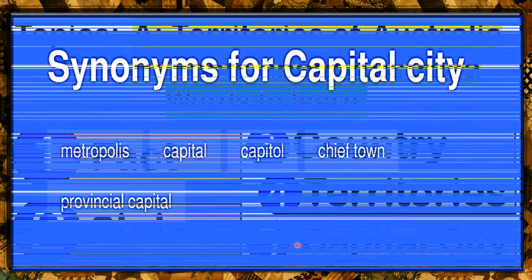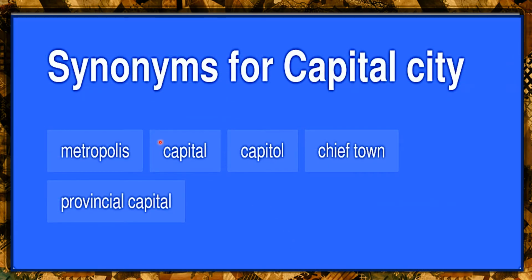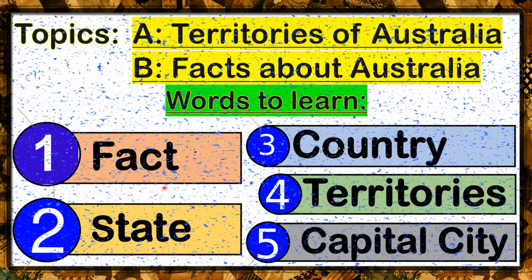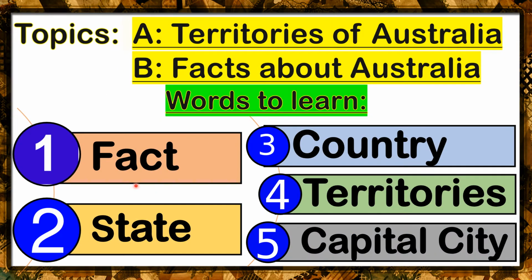And the last word is capital city. It means metropolis, capital, chief town, provincial capital. Usually, class, when you say capital city, it is the most important city of a certain country. So these are the 5 words that can help us to better understand our lesson for today. Let's read them again from numbers 1 to 5. Fact, state, country, territories, and capital city.